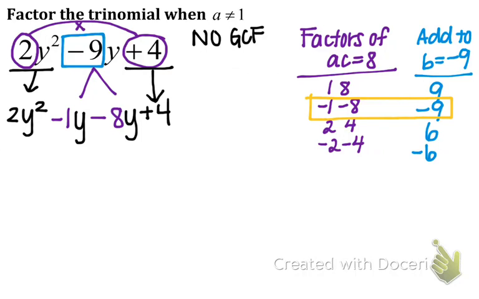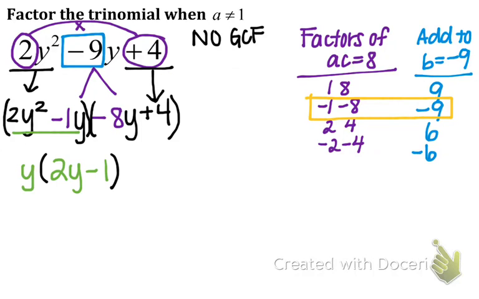Now that we have a polynomial with 4 terms, we can use factoring by grouping. So we'll group our first 2 terms and our last 2 terms. We need to look for what we can factor out of our first binomial. In this first binomial, we can factor out a positive y. When we divide each of these terms by y, we are left with 2y minus 1. In my second binomial, I want to factor out a negative 4.